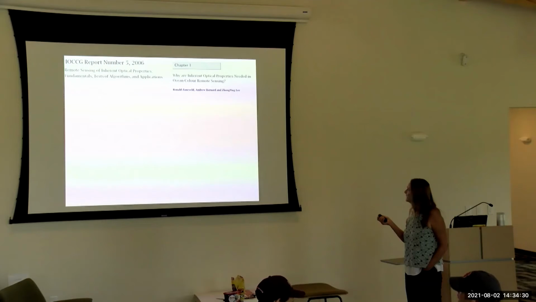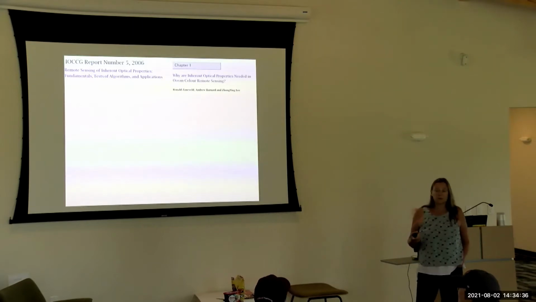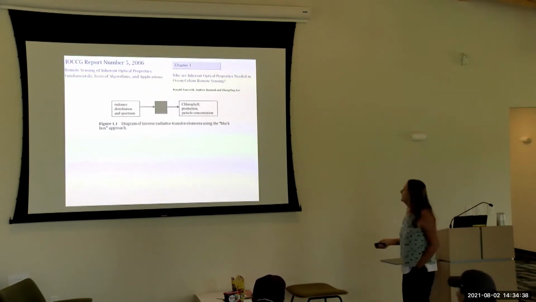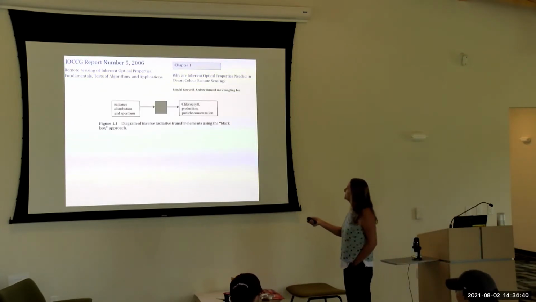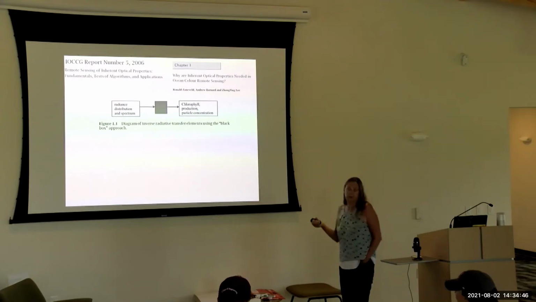And it was written by Ron Zaneveld, Andrew Barnard, and John Pingley. And it asked the question, why are inherent optical properties needed in ocean color remote sensing? Because we can put in a radiance distribution and we can get chlorophyll concentration, and we can also get a production rate, and we can also get particle concentration.